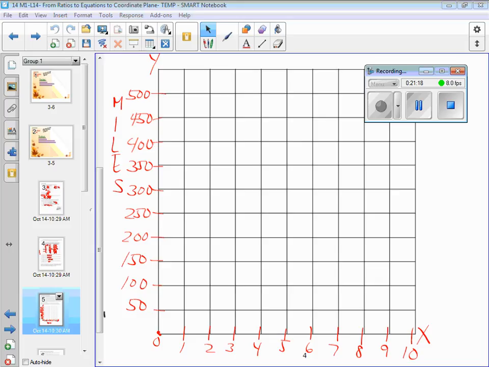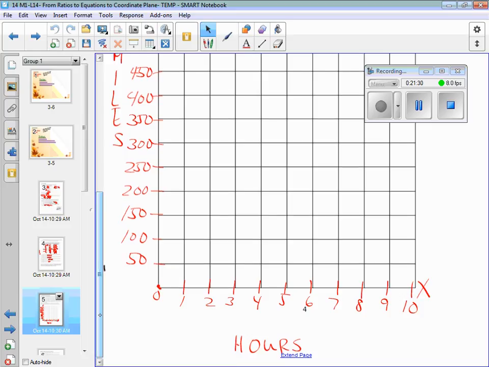Double check and make sure that everything is labeled before we continue, and that you've labeled miles for the y-axis and hours for the x. Because now we can start plotting our points.